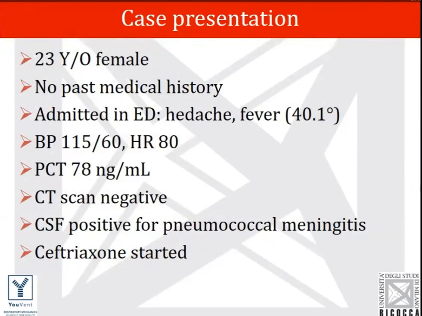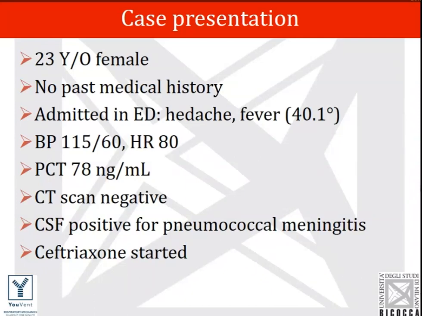So I was supposed to prepare a case, and this is my case. We have a 23-year-old young lady with no particular past medical history. She's a little bit overweight, admitted in the emergency department with a very strong headache since one day and a very high fever. Her blood pressure is rather reasonable, heart rate 80, very high procalcitonin. She's brought to take a CT scan, which is negative.